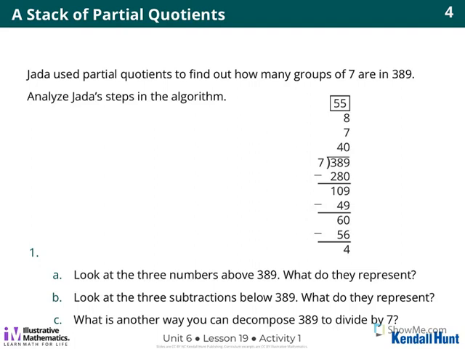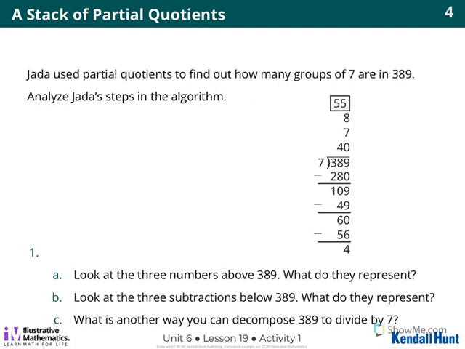So if we look at number 1, you're going to look at the 3 numbers. She stacked some numbers. Do you guys see how she stacked those numbers? You're going to see if you can figure out what they represent. Then you're going to look at the 3 subtractions right here, and see if you can figure out what those represent. And then you're going to see if you can think of another way to decompose 389 to divide by 7.